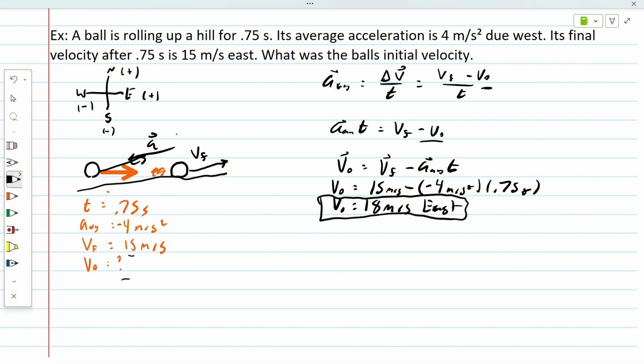So you always want to think about whether your answer makes sense, to make sure you didn't make any mistakes, like forgetting negative signs and stuff like that.